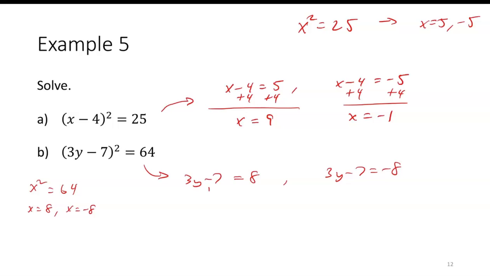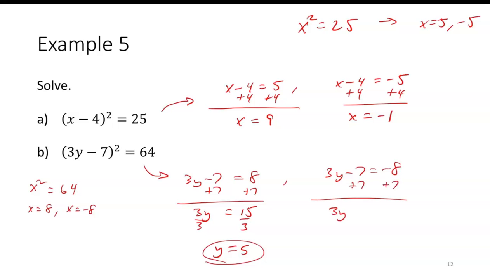So for the first one, I would add 7 to both sides, and I'll have 3y is equal to 15. And then I divide by 3, and I have y is equal to 5. The second one, I would add 7, so I'd have 3y is equal to negative 1. And then divide by 3, I'll have y is equal to negative 1/3. So the solutions to (3y - 7) squared equal to 64, there are two answers, one where y is 5 and one where y is negative 1/3.